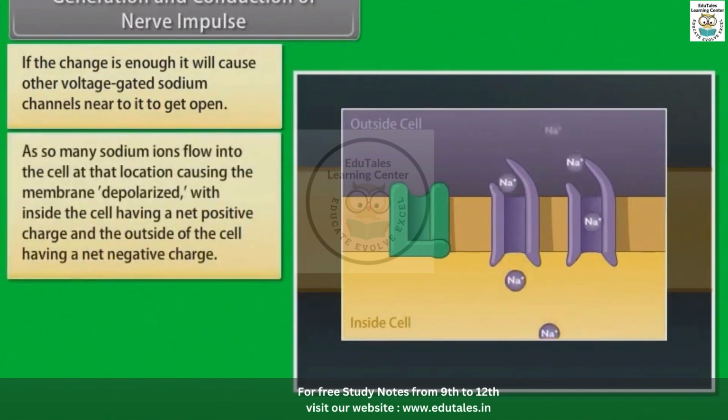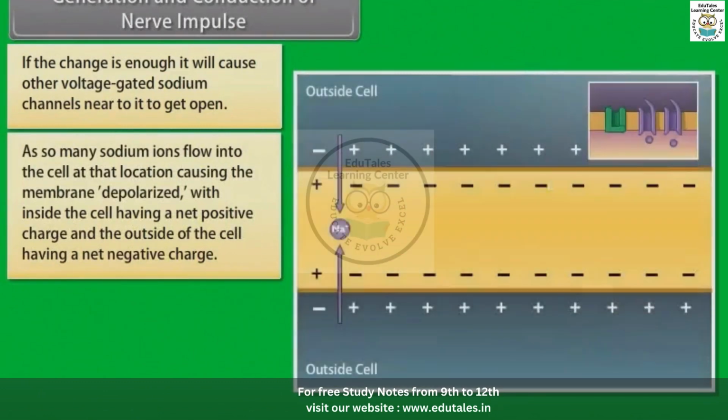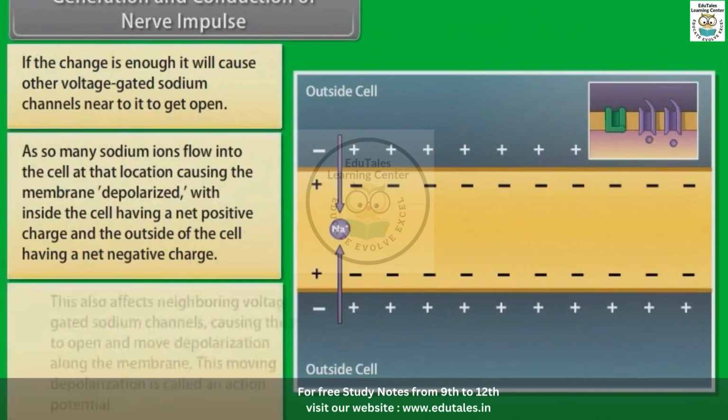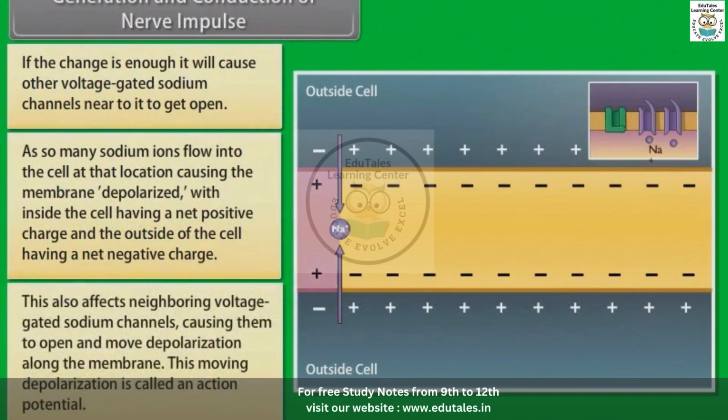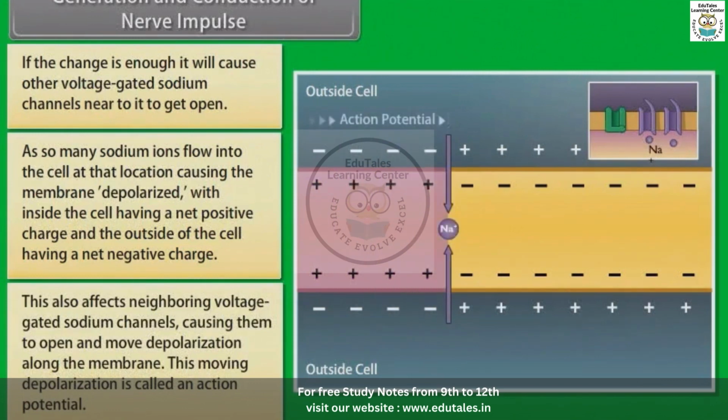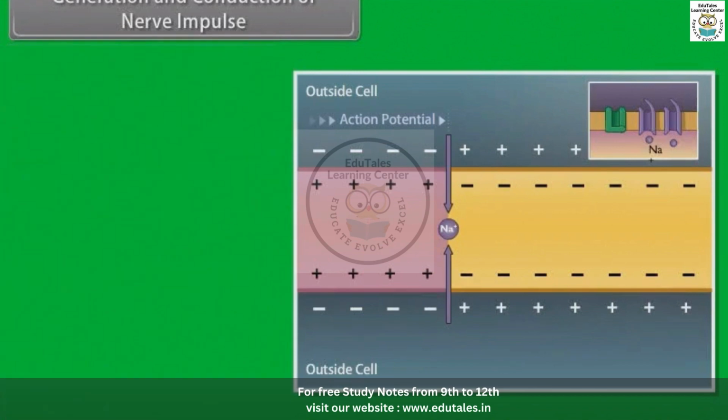As so many sodium ions flow into the cell at that location, the membrane is depolarized, with inside the cell having a net positive charge and the outside of the cell having a net negative charge. This also affects neighboring voltage-gated sodium channels, causing them to open and move depolarization along the membrane. This moving depolarization is called an action potential.